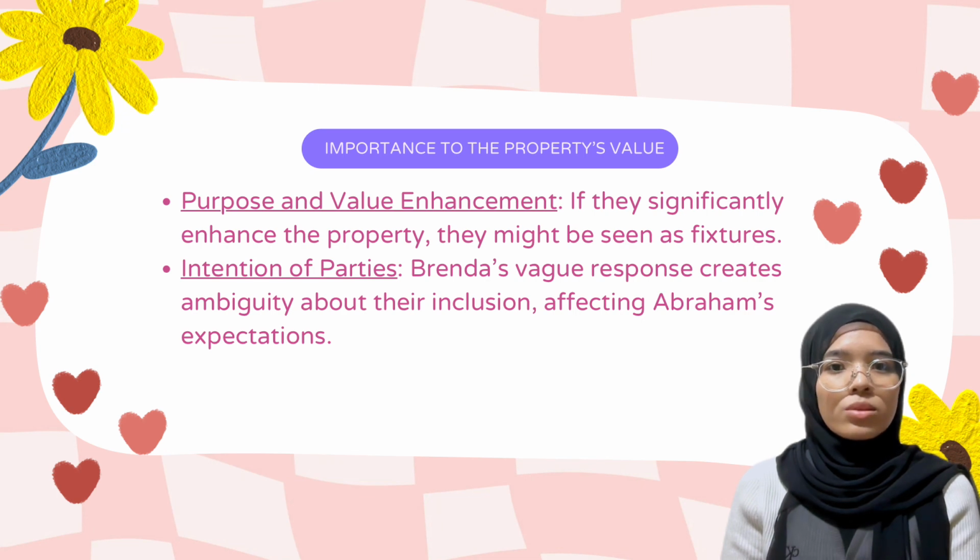Similarly, in Elitestone Ltd v Morris, 1997, the House of Lords ruled that a bungalow was a fixture because its purpose was to enhance the land's use as a residence. This supports the idea that if the paintings and sculptures were intended to enhance the property's value, they could be seen as fixtures. Where items are expressly referred to in the contract, the rules concerning fixtures and fittings are displaced.